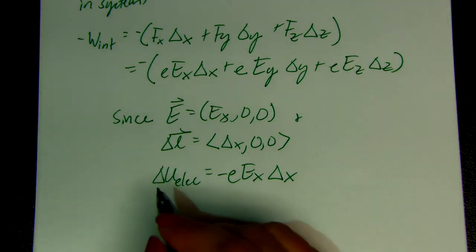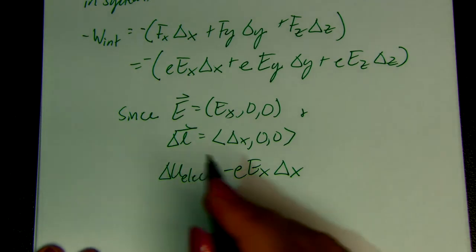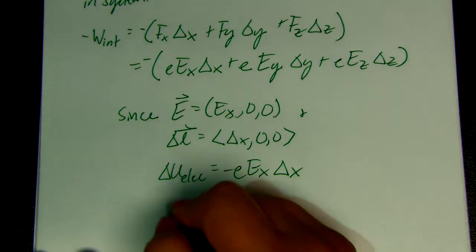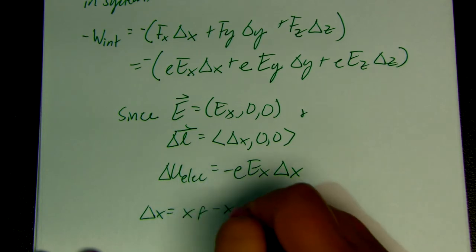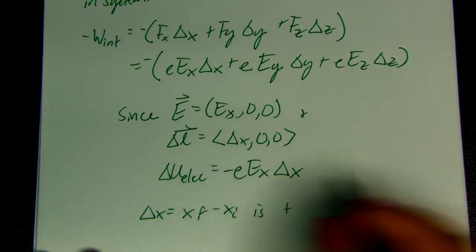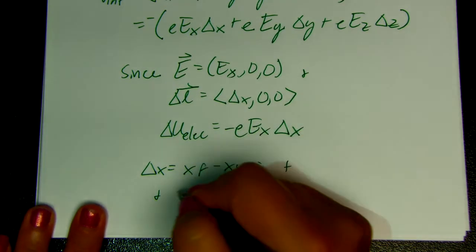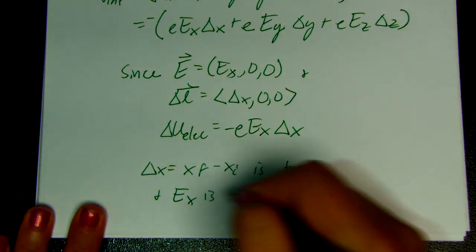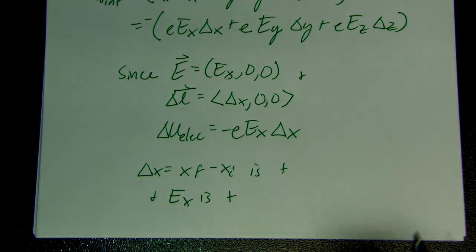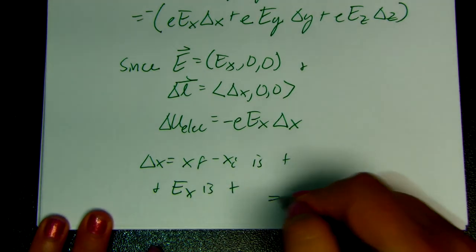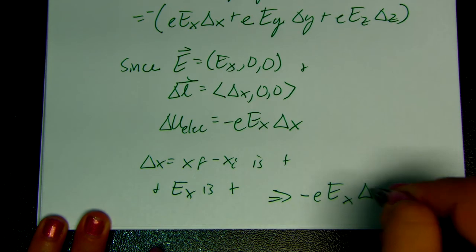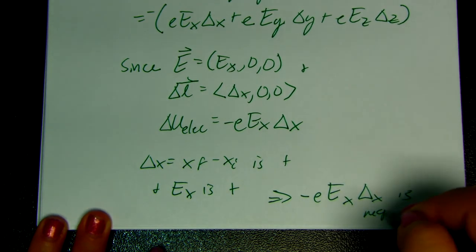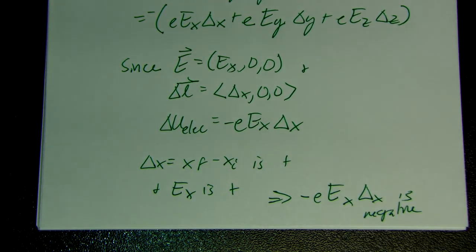And so for this particular system, delta x, x final minus x initial, is positive, and E sub x is positive, then minus E sub x delta x is negative. So our potential energy is negative, which is just as we suspected.